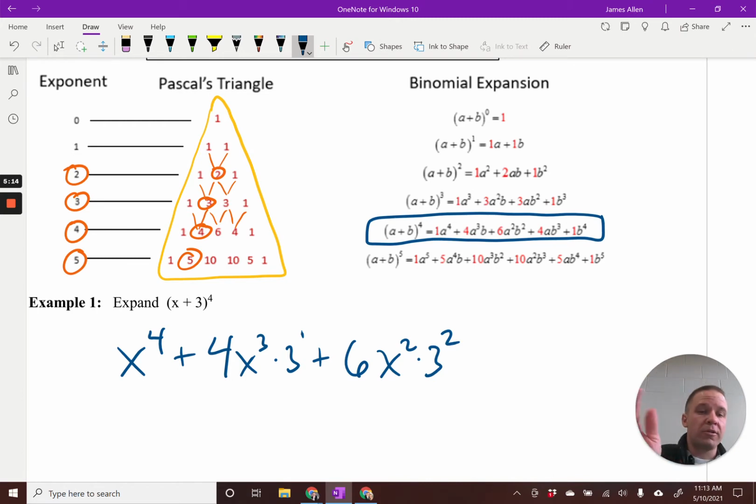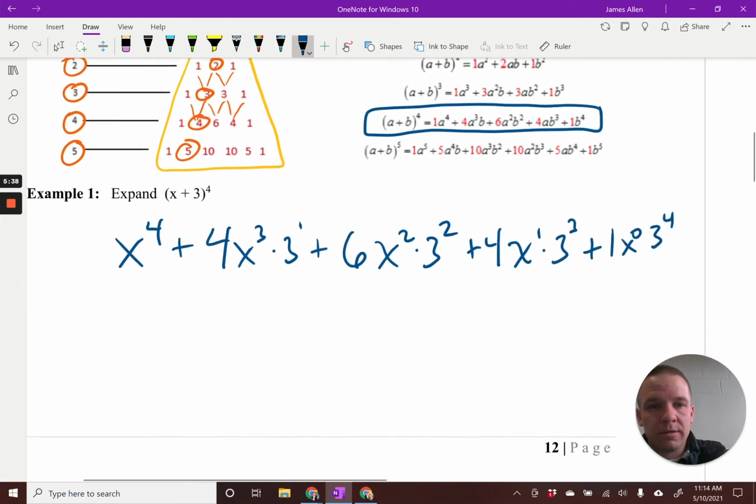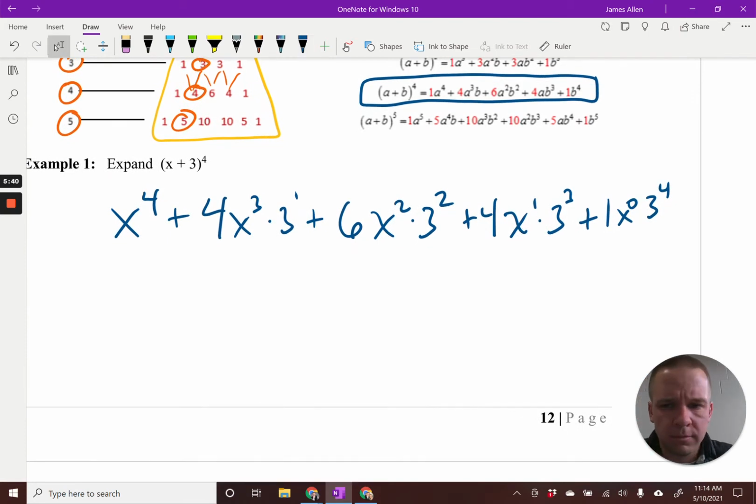Notice how my first term's exponent is decreasing by 1. The second term is increasing by 1, starting with 0. The next one, 4, and then I'd have x to the first, and then I'd have 3 cubed. And then lastly, x to the 0, and then we'd have 3 to the fourth. So now let's simplify, shall we?